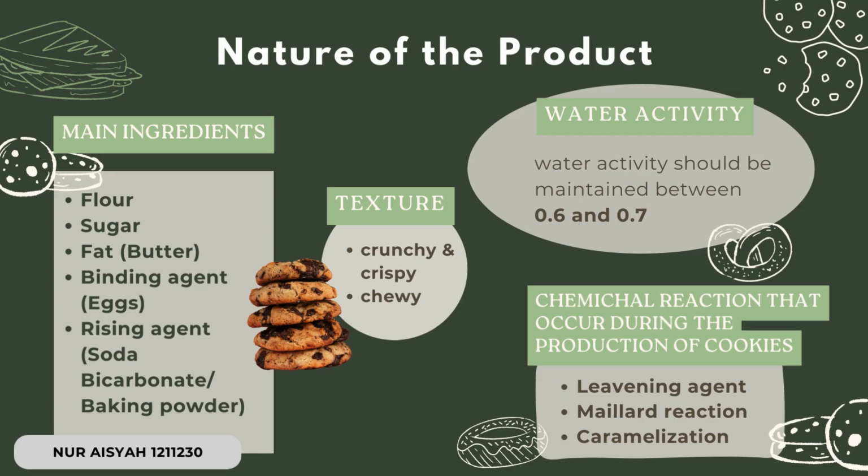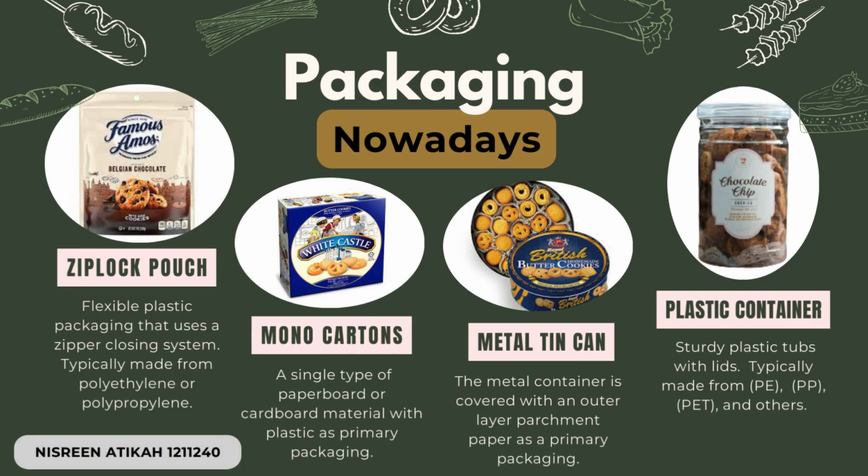Leavening agent reacts with acidic or moisture-containing ingredients in the dough to produce carbon dioxide gas, and the gas gets trapped in the dough, causing it to rise and create a softer, more tender texture. The Maillard reaction occurs when protein and sugar break down at high temperature. This not only changes the appearance of your cookies, but also changes the flavor and texture. And the last one is caramelization, which occurs at high temperature and creates a nutty caramel with a rich rum flavor. Then, let's look at the packaging nowadays.